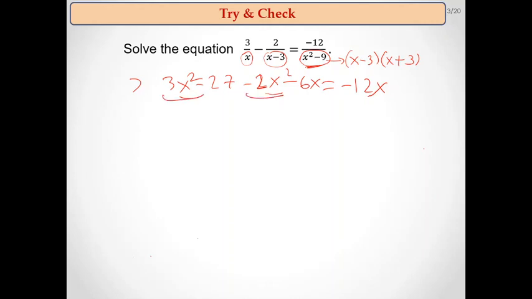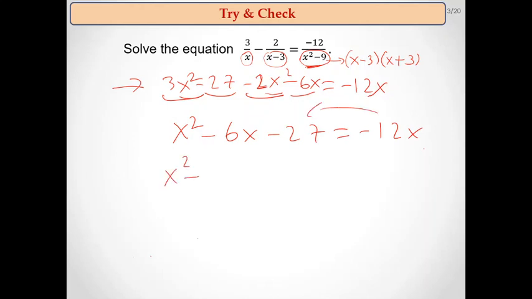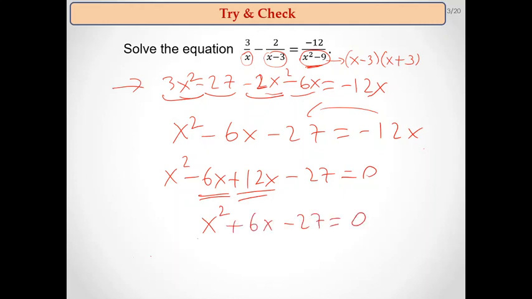Okay, these two make x squared, and then we have negative 6x and minus 27. And send this one to the other side. We can put it anywhere, so I put it here because it's close to this one. So it becomes x squared plus 6x minus 27 equal to 0.